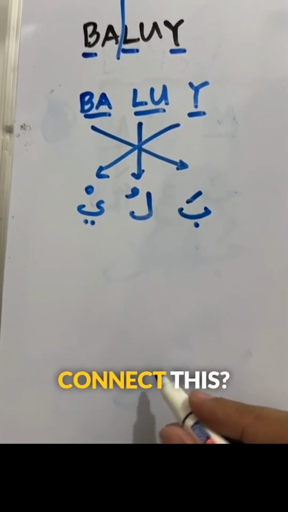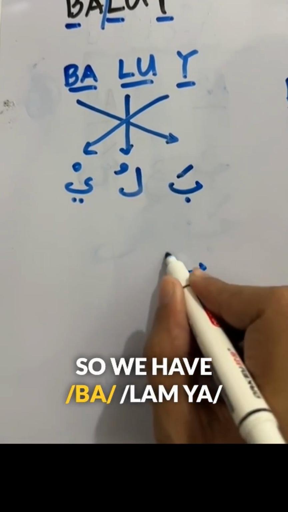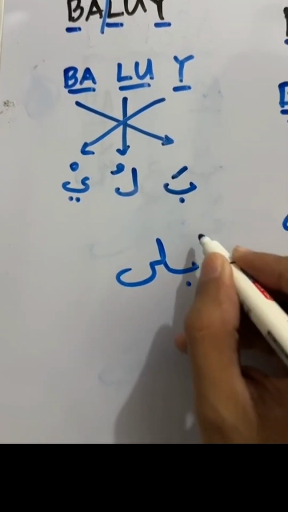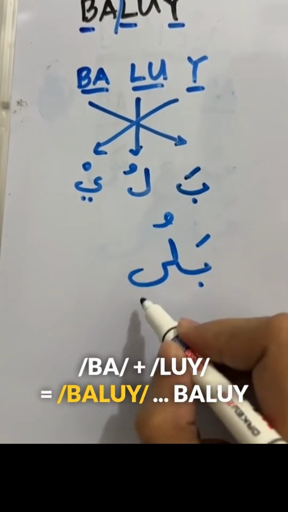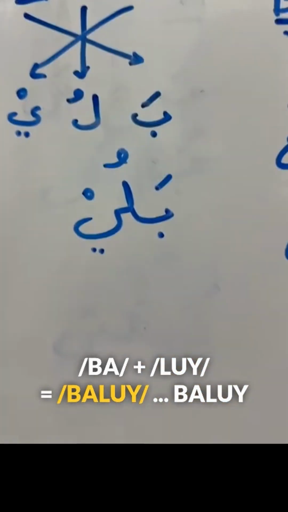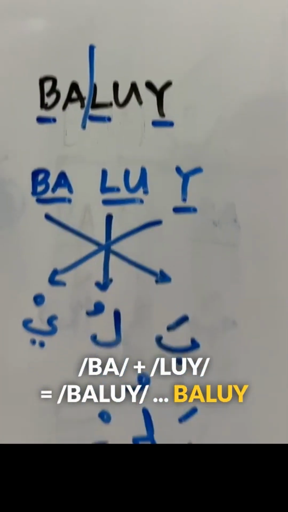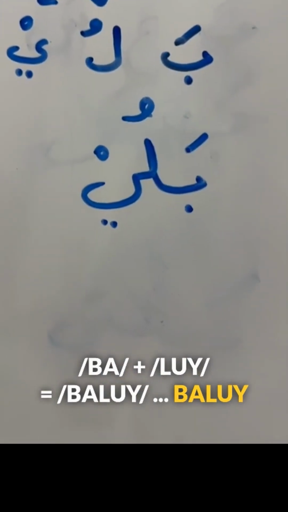And how are we going to connect this? So we have ba, lam, ya. Ba din atas ba, lam dapan lo, muno ya, luy. BALUY. So BALUY in Sulat Sug is BALUY.